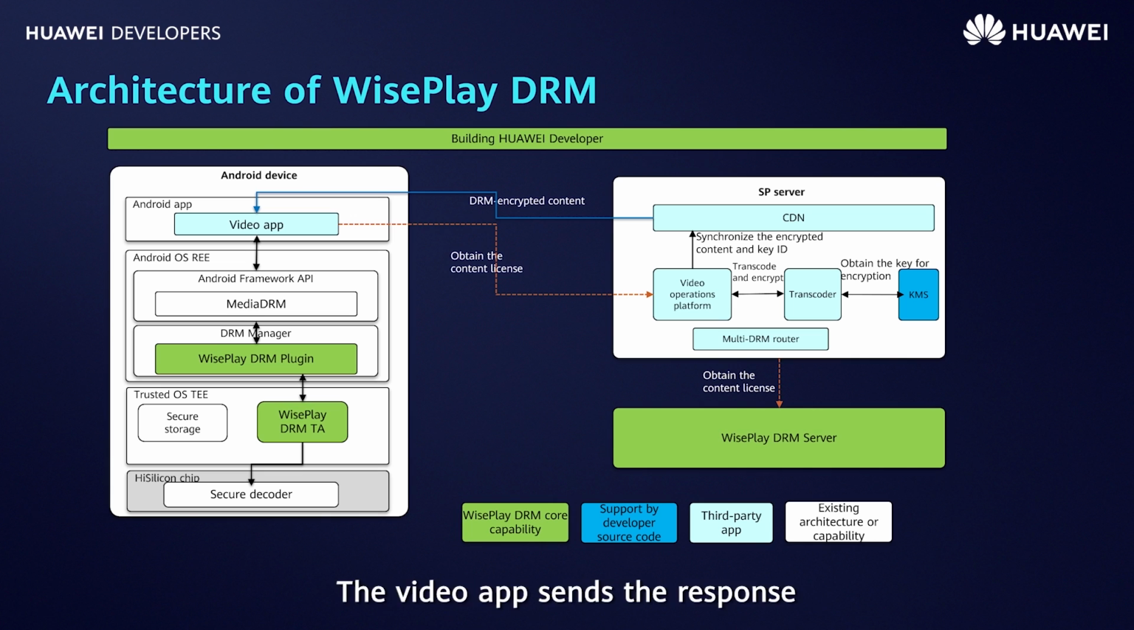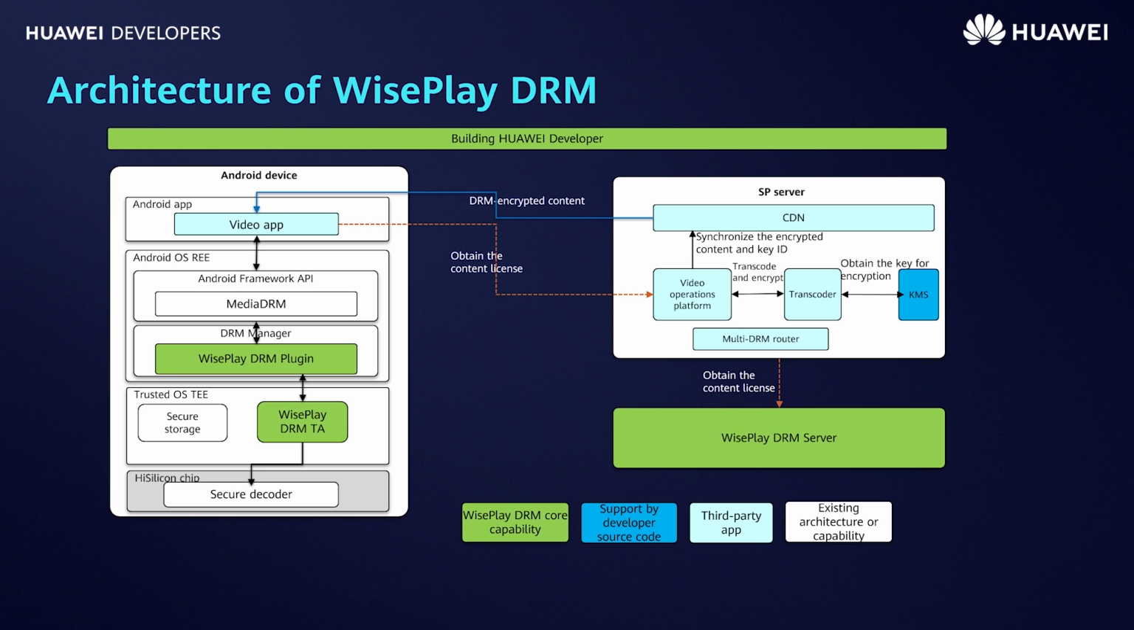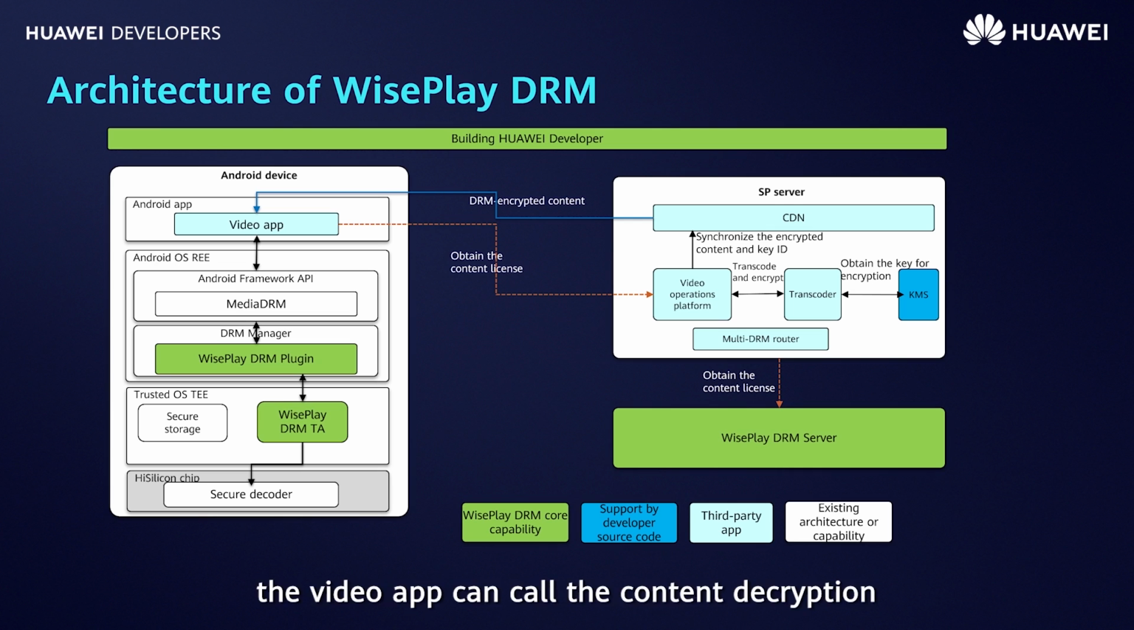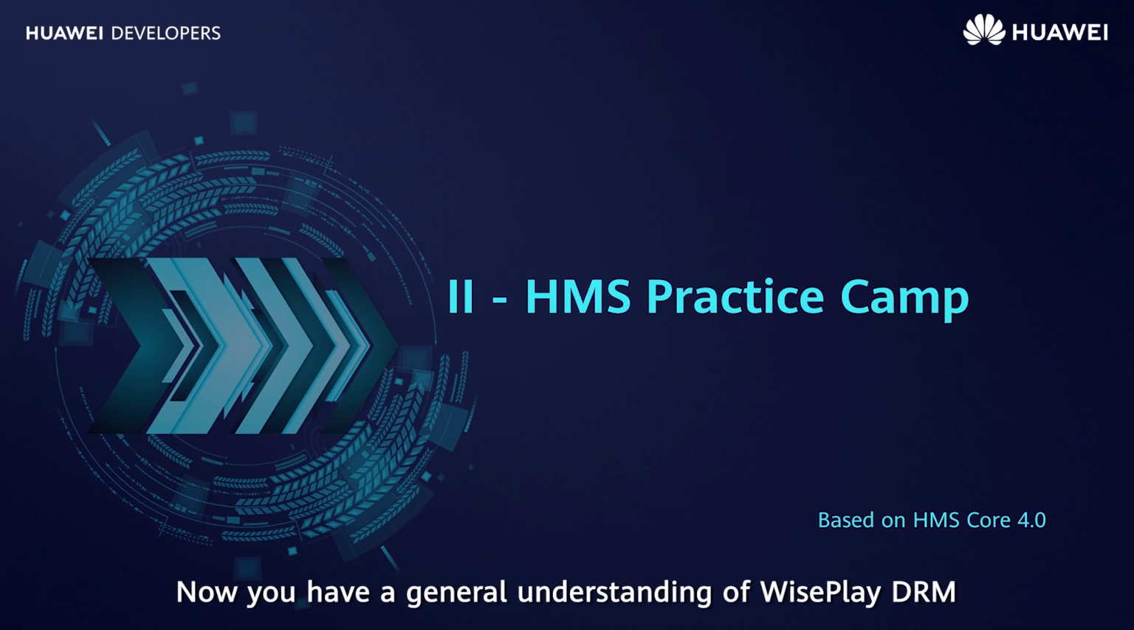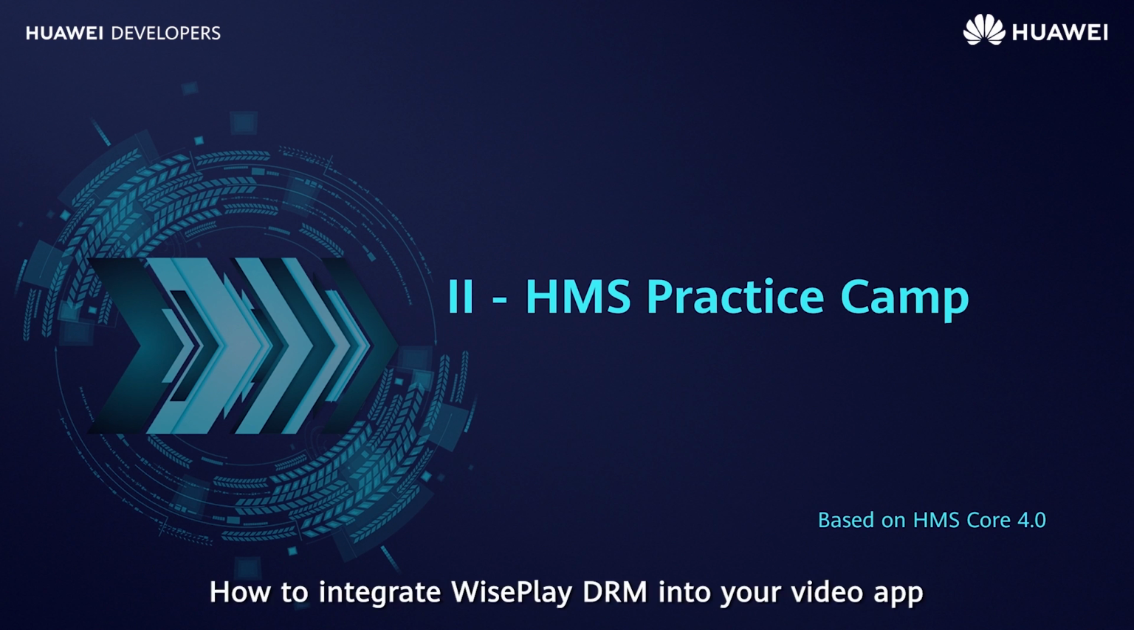The video app sends the response to the underlying WisePlay DRM module for it to parse the response to obtain the content encryption key and content protection policy. Then, the video app can call the content decryption and the playback APIs at the bottom layer. Now, you have a general understanding of WisePlay DRM. Let's move on to the next stage: how to integrate WisePlay DRM into your video app.